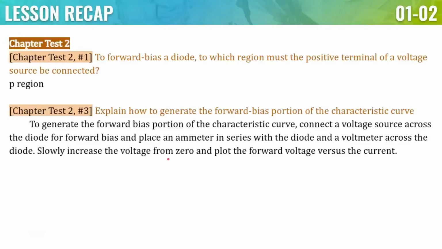So slowly increase the voltage from zero and plot the forward voltage versus the current. Slowly increasing the voltage from zero is related to the fact that the diode is going to be off when you first run the circuit or power on the batteries. From there, you plot the forward voltage versus the current at this part of the characteristic curve. Past this 0.7 volts for silicon diodes, the diode is going to turn on, and then the current is going to follow the rest of the voltage and current characteristic curve.